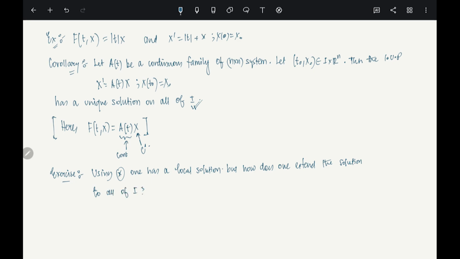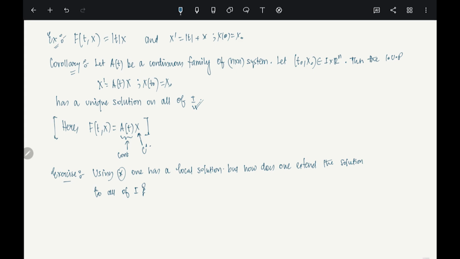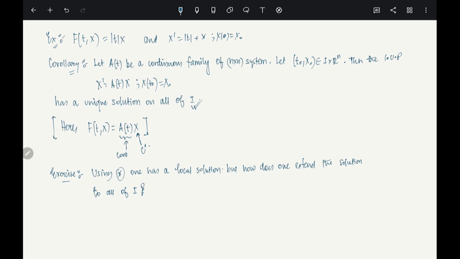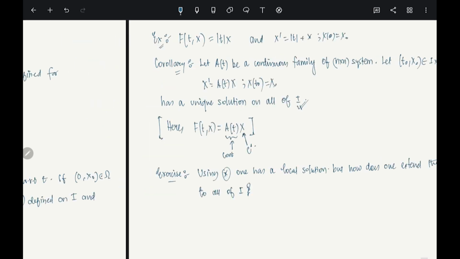I hope you understand. What is I? I is where A(t) is defined. So t is varying in I, right? So what I am saying is: wherever they are continuous, so let's say A is continuous in whatever interval I, in that same interval, everywhere there is a unique solution. It doesn't have to be local. You can show that this solution is going to be global. Global means everywhere.